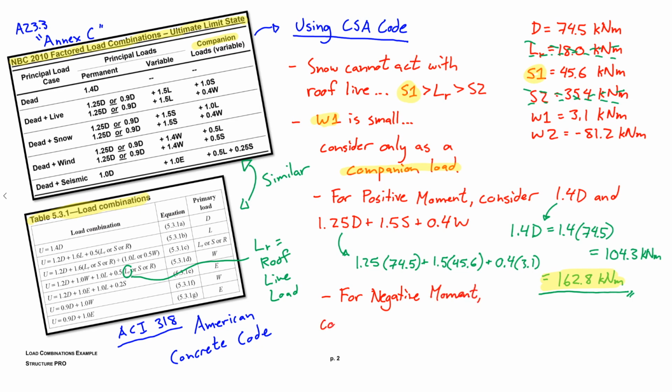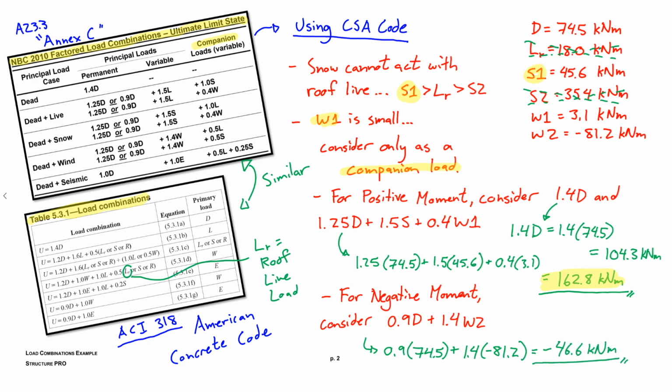For the negative moment, we took a look at W2, and we noticed that it is the only load causing a negative moment at the base. So it needs to be principal. We need to use 0.9D because the dead load is counteracting, and we can see there are no other companion loads because none of them can contribute negatively. Doing the math on this negative moment case, we find our answer to be negative 46.6 kilonewton meters. So we were able to produce a negative moment at the location, and voila, we've solved our 2 governing load cases, positive and negative.